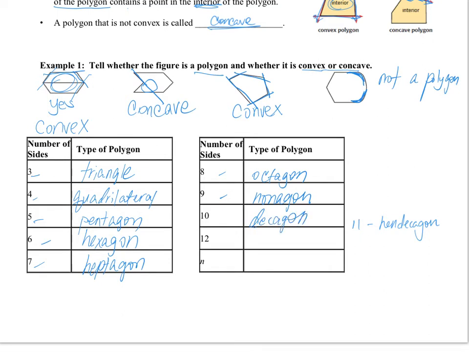And the figure with 11 sides, we call a hendecagon. With 12 sides, dodecagon. And a polygon with n sides, we call an n-gon. I will be expecting you to know all of the names from triangle to dodecagon, and any figures above 12 sides, we'll call an n-gon.